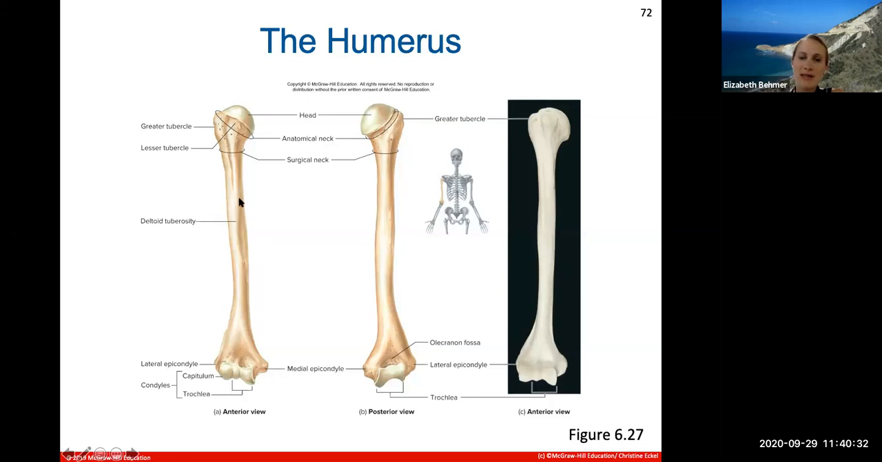If we work our way down, there's a little raised bump on the humerus called the deltoid tuberosity. It's really hard to detect, but the deltoid tuberosity is important because it'll be the place where your deltoid muscle attaches onto the humerus bone.